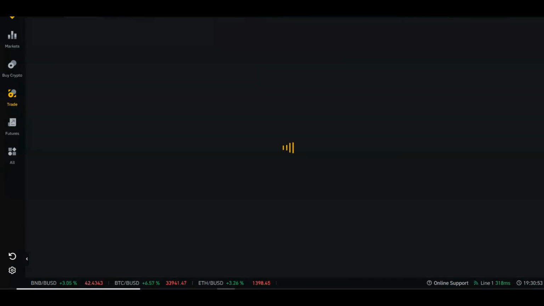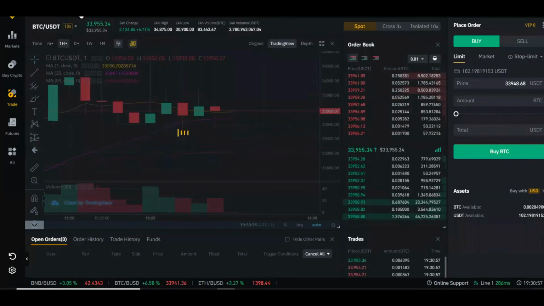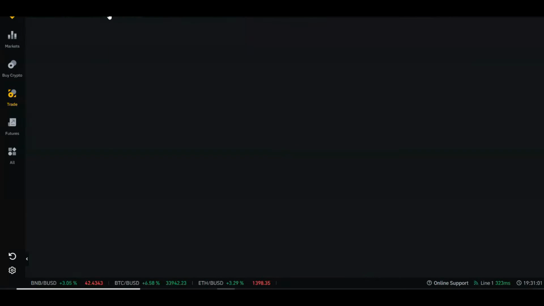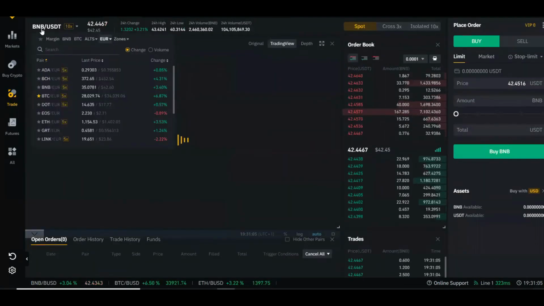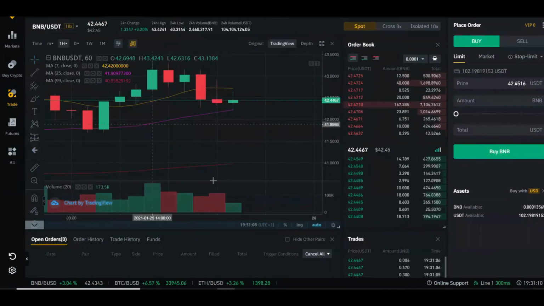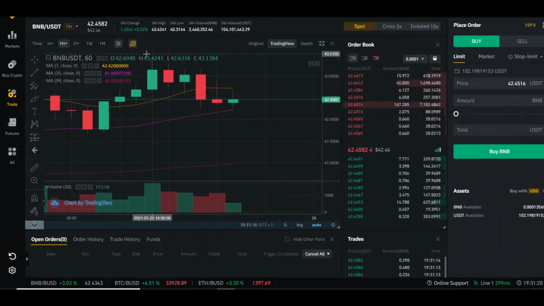Now, this is Bitcoin, BTC, and we also have Ethereum. And this one is BNB, which is Binance. And this Binance is the cryptocurrency of this platform. And it is also widely used. So it's among the top best cryptocurrencies out there.